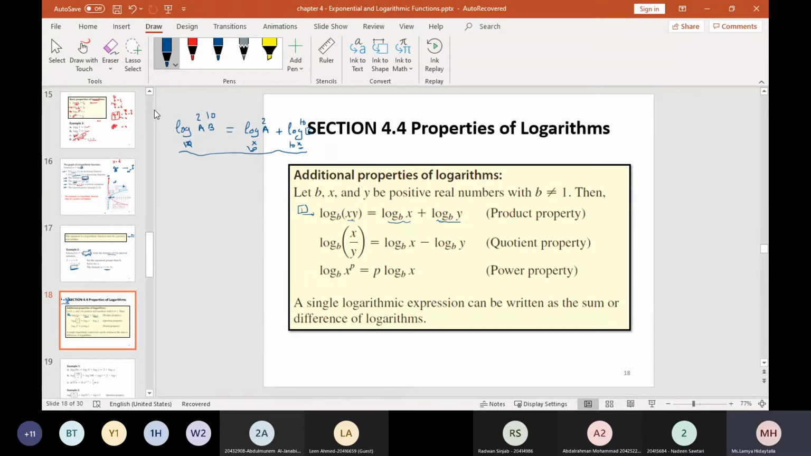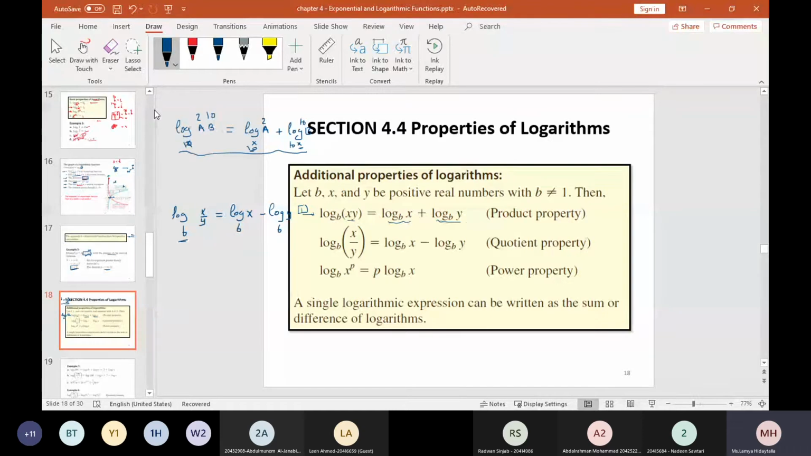And also the other rule, the logarithm of x over y to a base b. This is the same as logarithm x minus logarithm y, both to the base b, the same base as here.